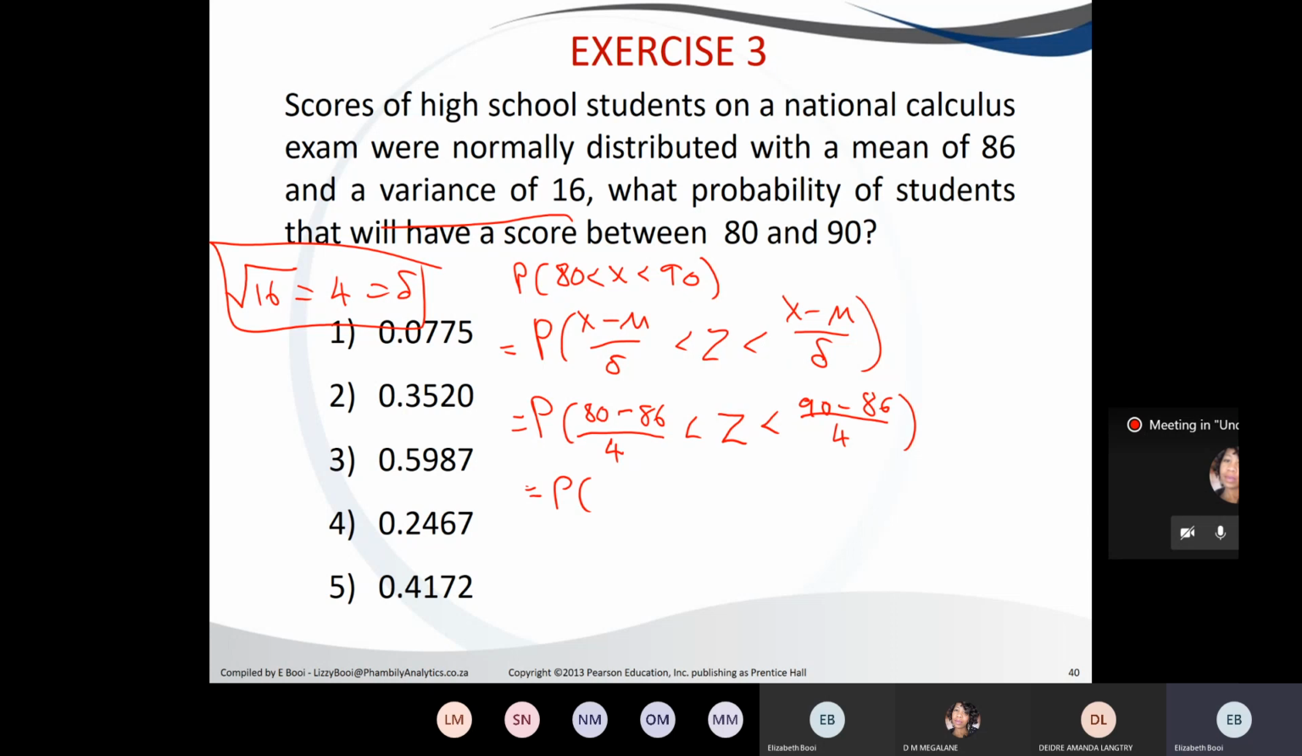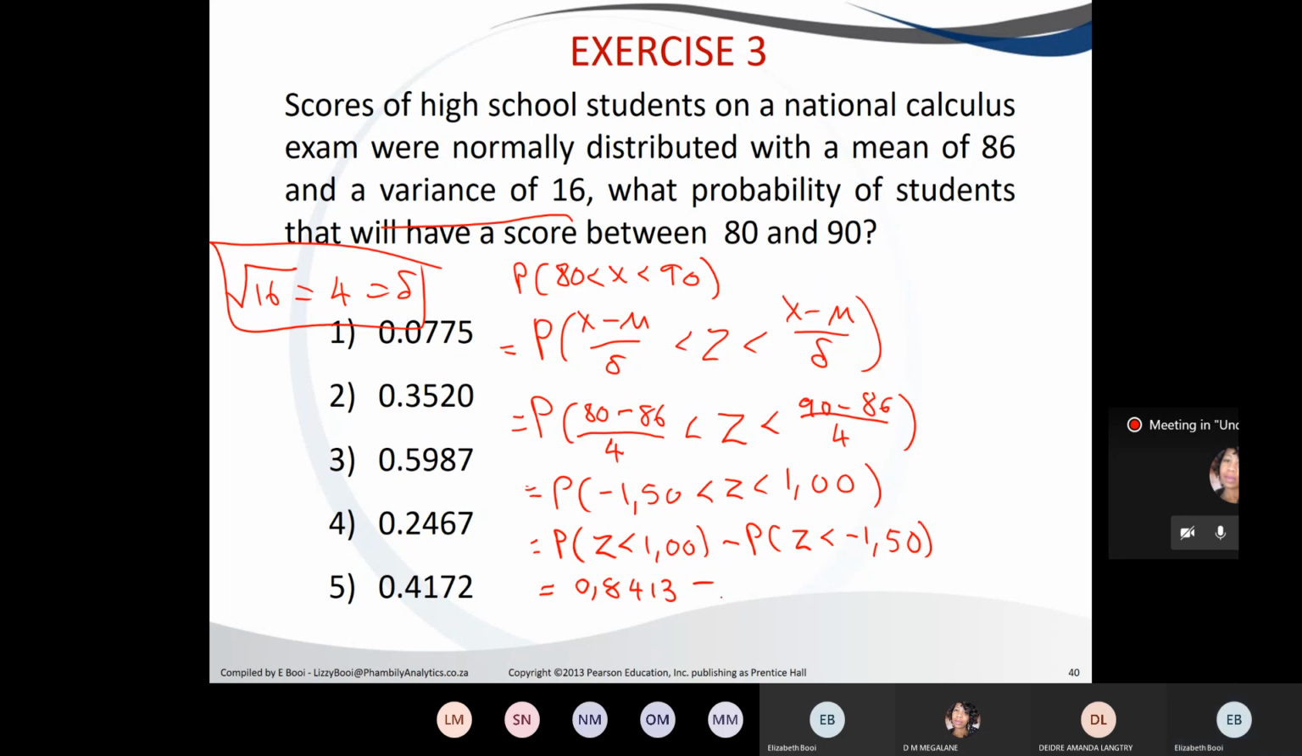We know that 80 minus 86 was minus 1.50, so minus 1.50 less than Z less than, for 90, it was 1.00. Since we already found those probabilities, I can just substitute them. Probability of Z less than 1.00 minus the probability of Z less than minus 1.50. And the probability for 1.00, which we have been using, is 0.8413 minus the probability of minus 1.5, which is 0.0668.